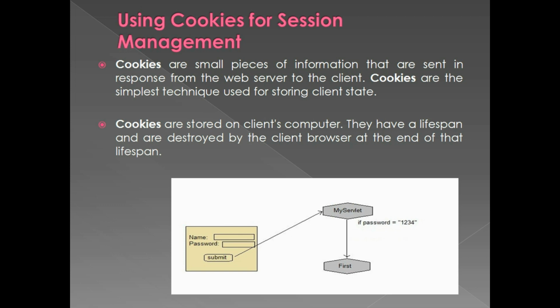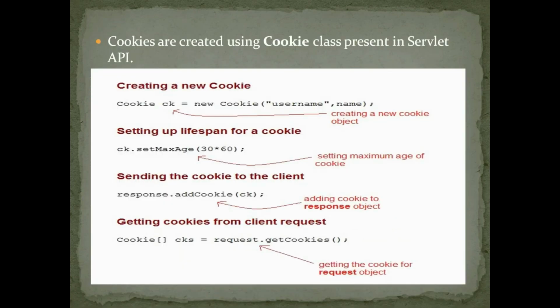Cookies are created by using the Cookie class present in the Servlet API, application programming interface, which has different classes, and cookies are added to a response object using the addCookie method. You can have another method, the getCookies method, used to access cookies. So here: how to create a cookie, how to set the lifespan of a cookie, how to send the cookie value, and how to get it. Let's see that concept.